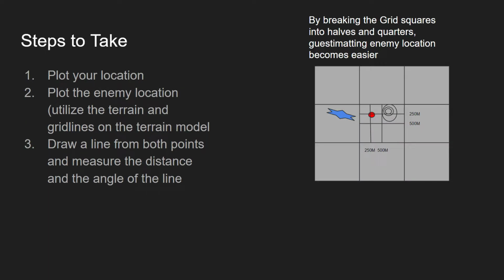The observer first needs to plot their location. Then they need to identify the enemy location on the map. To do this, first try to terrain associate. The enemy might be next to a large lake, hill, valley, river, or some terrain feature shown both on the terrain model and the map.